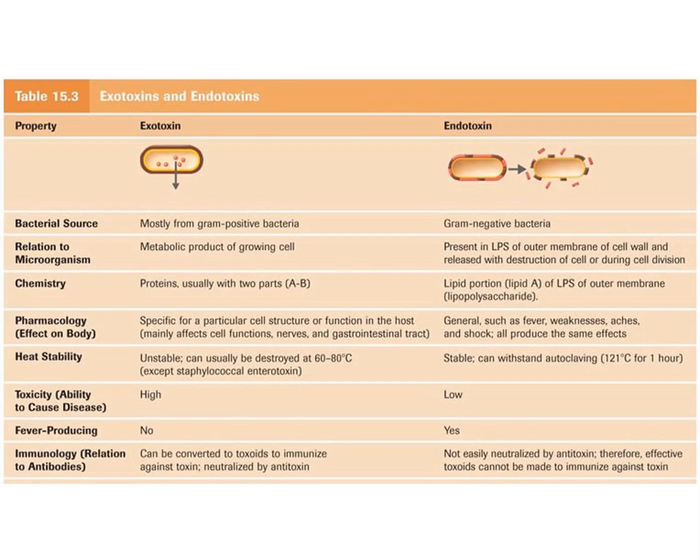Endotoxins are from gram-negative bacteria. They are part of the bacterial cell wall. They are released during cell death or division. They are heat stable. They are less potent individually, but dangerous systemically. They cannot be made into toxoids.